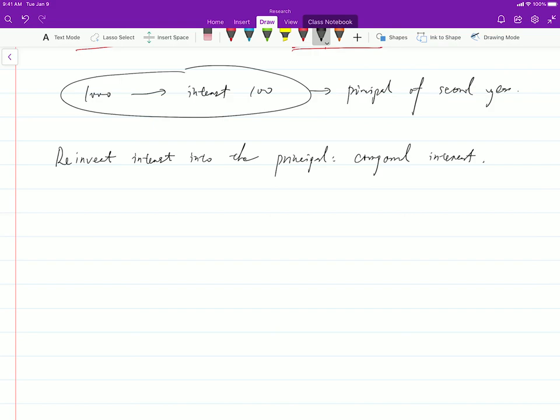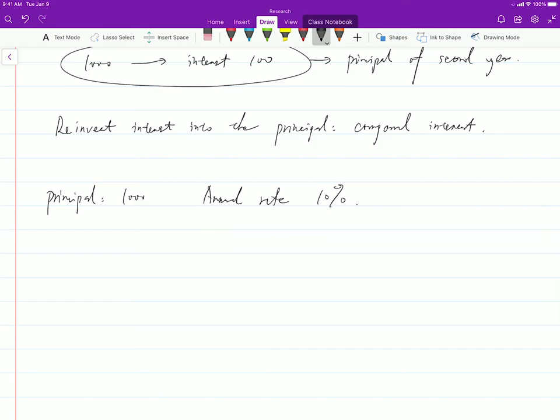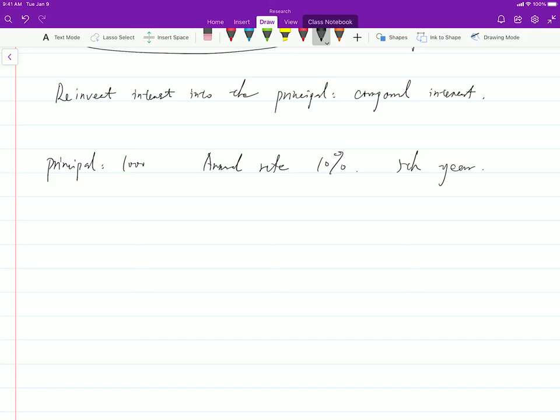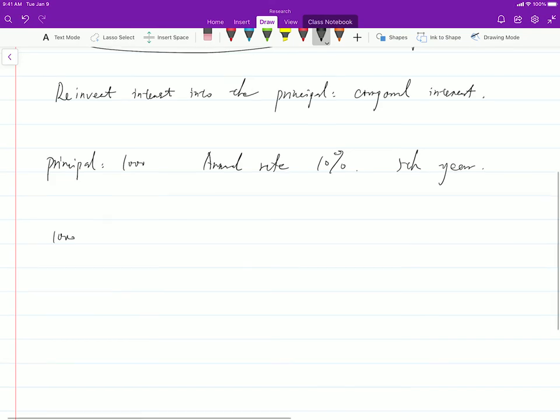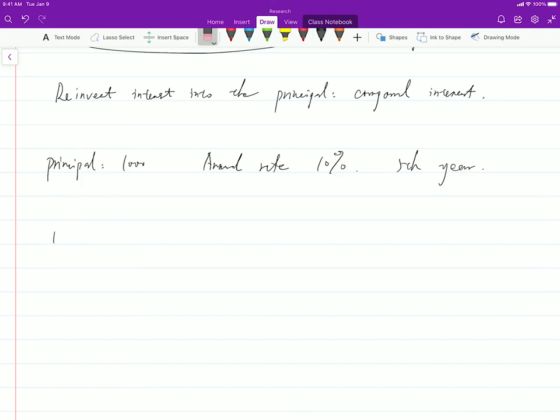So let's try to compute how much money you can make according to this compound interest. Let's say you take $1,000, we call it the principal. Okay, let's say you have an annual rate, which is 10% for ease of computation. Now let's calculate how much money you can get after the first, second, third, until the fifth year. Okay, using compound interest. The first year, 1,000 principal in. That's year zero. So let's make a table. Year zero, your principal and your interest.